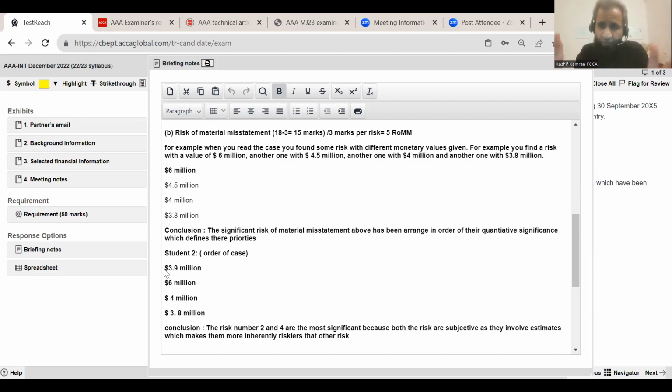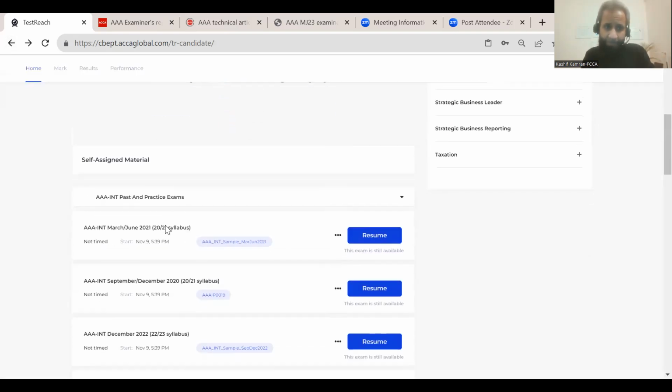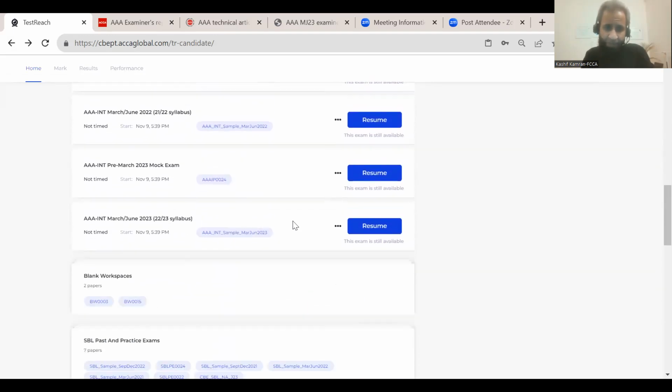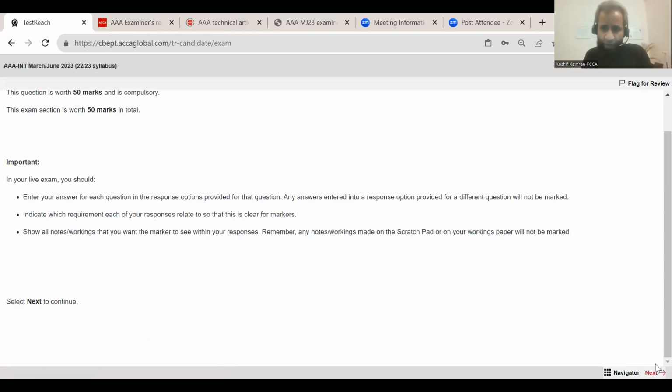You can just watch the recording at a slow pace and understand how you're fitting detection risk and control risk in situation 1 and 2. Okay, now I'm moving towards the last example for which I need to change the paper. The paper in which that example came in was the March June 23 paper, the latest one. So I just need to open that March June 23 paper in front of your screen now.